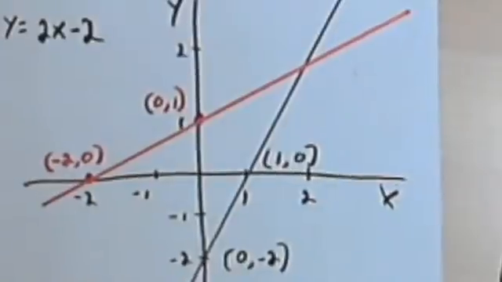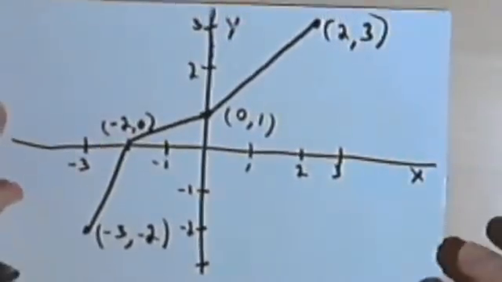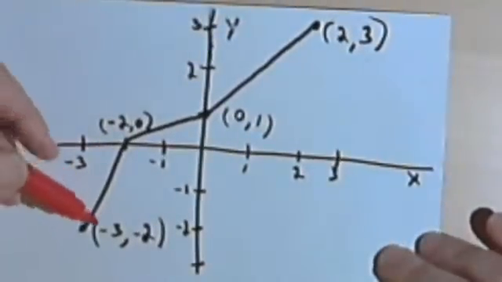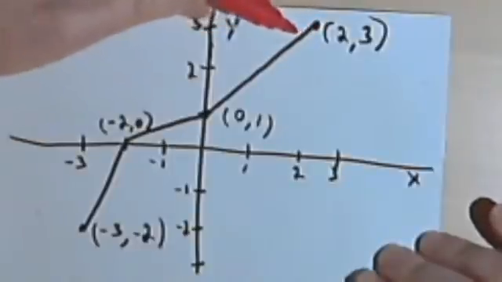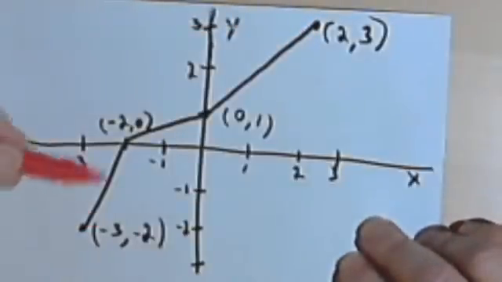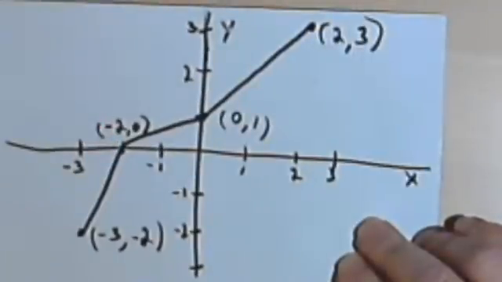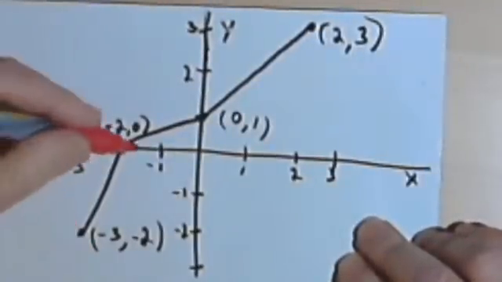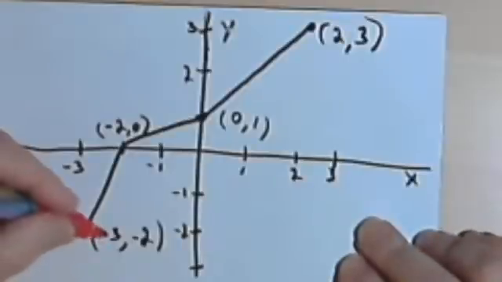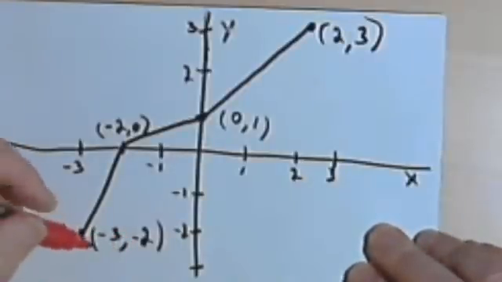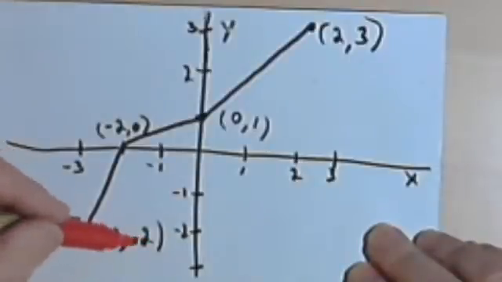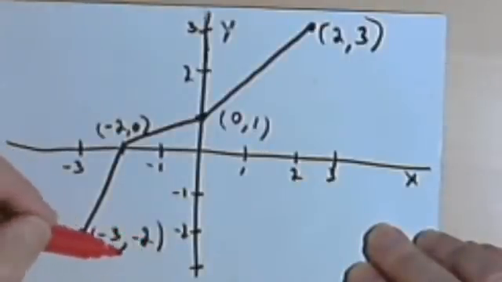Now, let's take a look at something a little more complicated. Here I've got a function that is just kind of a jagged line, and I want to draw the inverse graph for this function. So let's see. I'm given these points on the graph. I've got a point negative 3, negative 2. That means my inverse is going to have the point negative 2, negative 3.